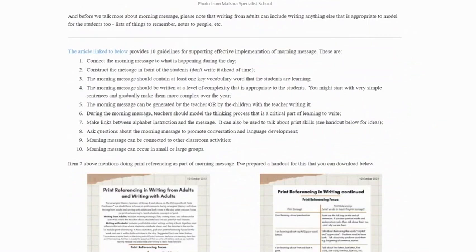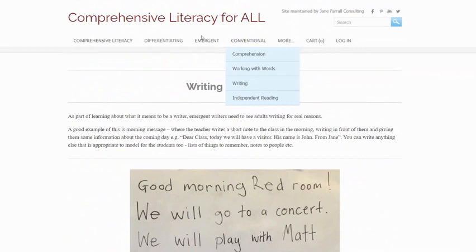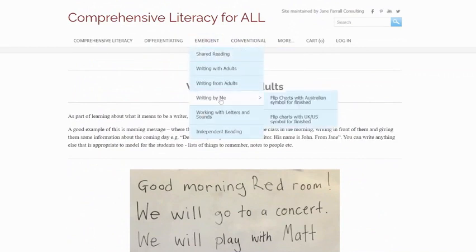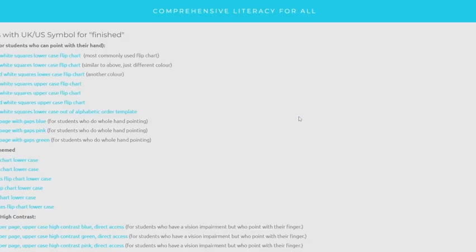What I love about this is that she links an article that also talks about implementation and how you can embed it throughout daily activities like morning message. And then one of my favorite tabs on here I have to show you are the flip charts. Because she's from Australia, she has the flip charts for Australia, but we're going to go into UK, US. And this is really important because if your student doesn't already have access to the alphabet, all 26 letters of the alphabet, here is an easy, free way to download that access to the alphabet.